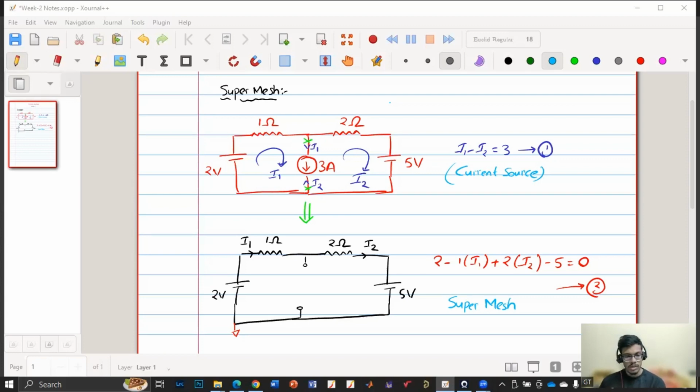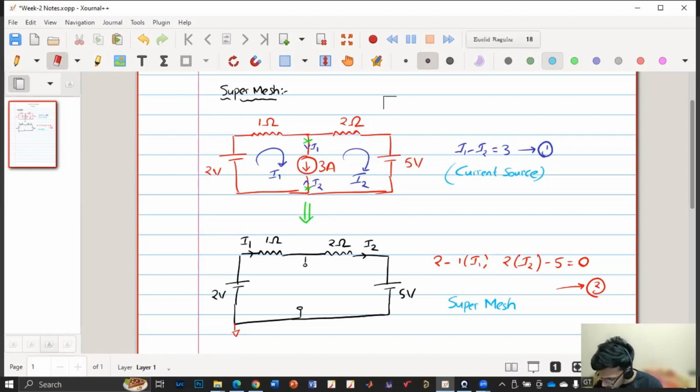So it should be minus 2I2, I think. Yeah, sorry, you are right. Let me correct this. It will be minus 12. So this will be minus. By solving these two equations, we'll get the two unknowns which are I1 and I2. So this entire thing is called supermesh, where we got the outer mesh by neglecting the current source.